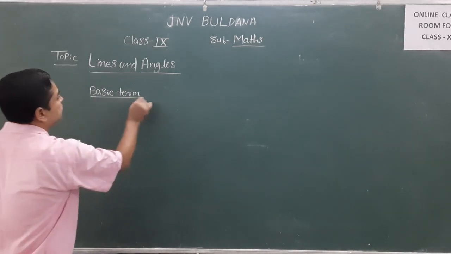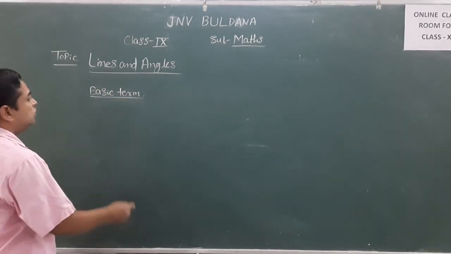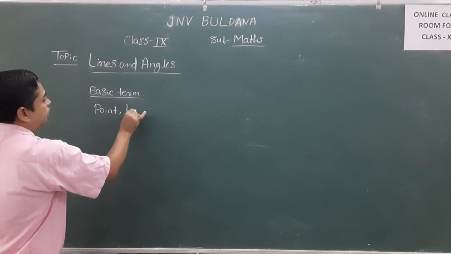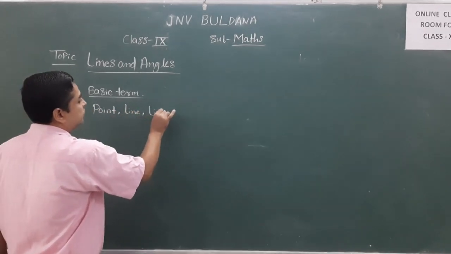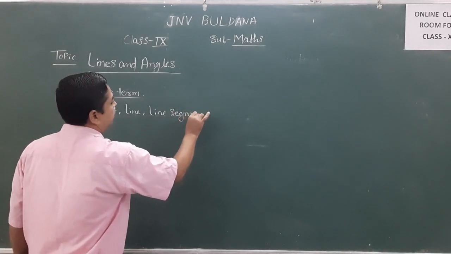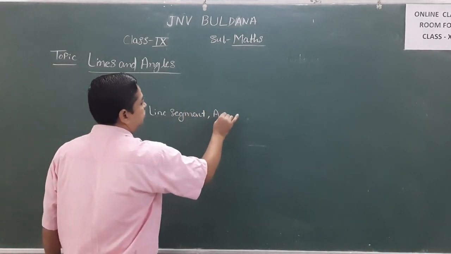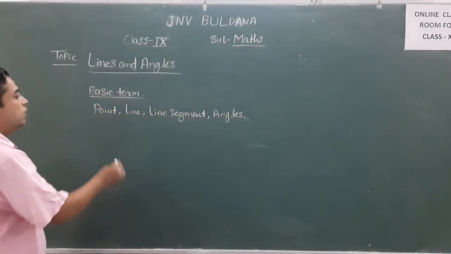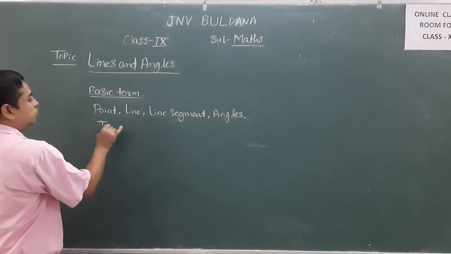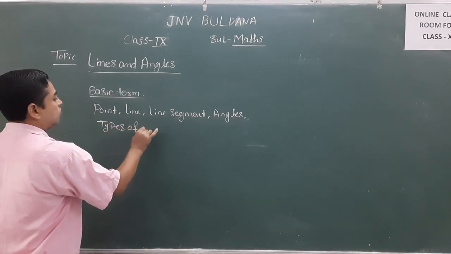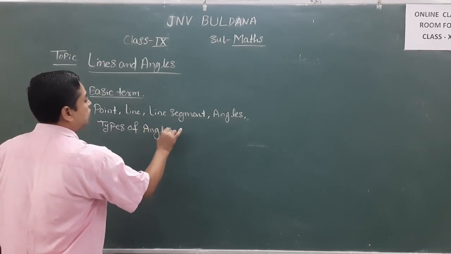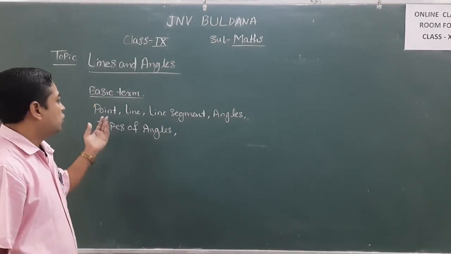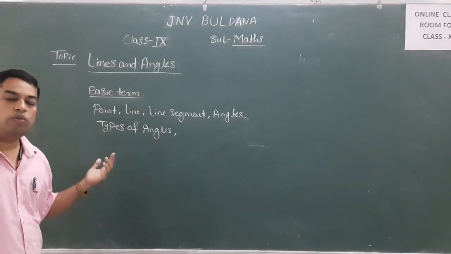So, basic terms. When we are talking about lines, we are talking about point, then line segment, then angles, then types of angles. These are the basic terms which are required to learn this chapter. Point, we already know what a point is.